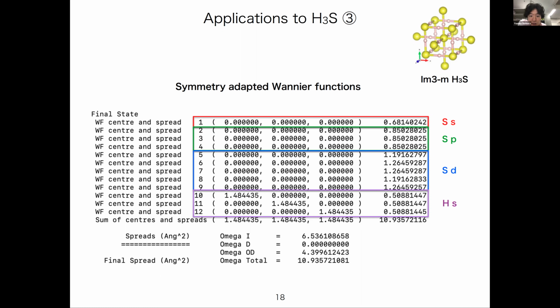Then another question is, is it possible to automatically generate symmetry-adapted Wannier functions? In principle, yes, if we can analyze the symmetry of the Bloch functions for the calculated k-points, then we can make it automatic. But for the moment, we need to put it in by ourselves.